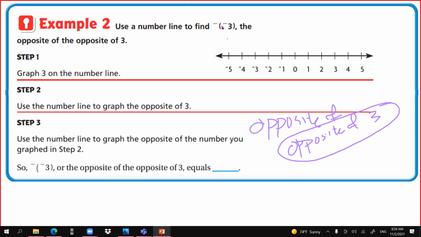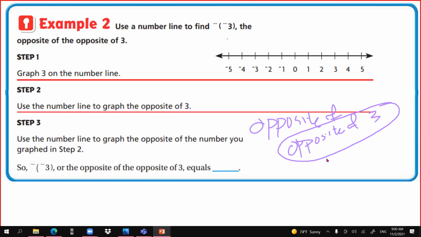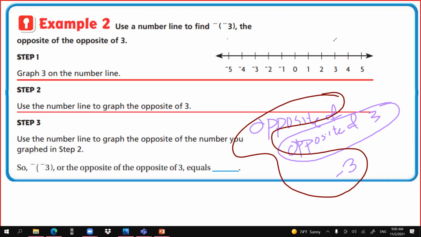What do you mean by the opposite of 3? It's -3. Yes, the opposite of 3 is -3. Then what is the opposite of -3? Positive 3. It will be +3. So that means the opposite of the opposite of 3 equals 3. The number will stay the same.